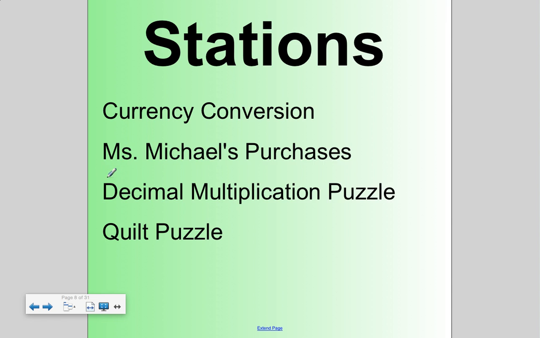Then we have Miss Michael's purchases, and that one you'll be doing by reading through these questions. It's multi-step questions, and you must solve it. Or decimal multiplication puzzle. In this one, you'll be getting a puzzle, and you try to manipulate the number tiles so it fits the pattern. Or a quilt puzzle, you'll be cutting out these rectangles and matching the multiplication problem with its product until it makes a quilt. And this is multiplying decimals.